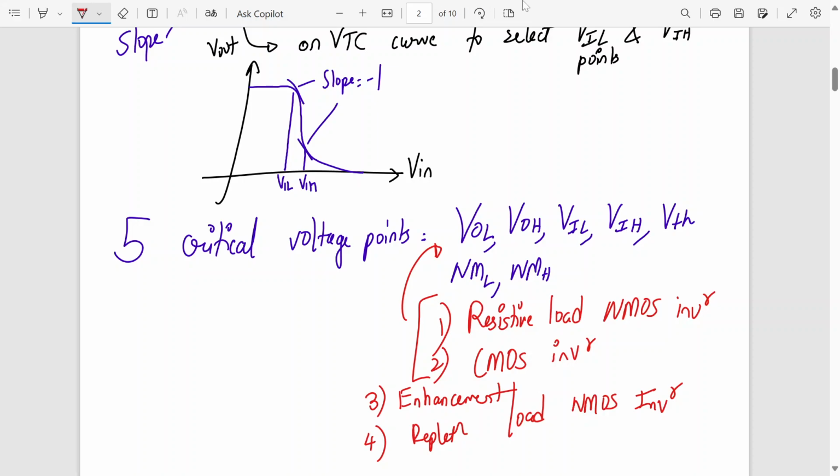Alright? Now we'll talk about a bit of power consumption and chip area. Completed? So our aim is to find these critical parameters and noise margin levels for these 2 inverters, resistive load and CMOS inverter, and then compare all the 4 inverters. Actually that is experiment number 2, right? Comparison of 4 inverters.